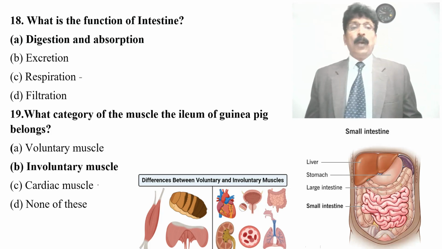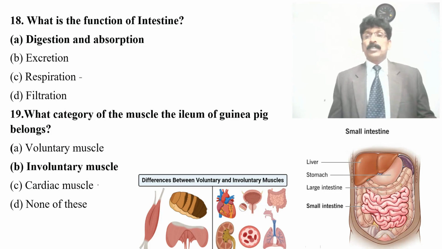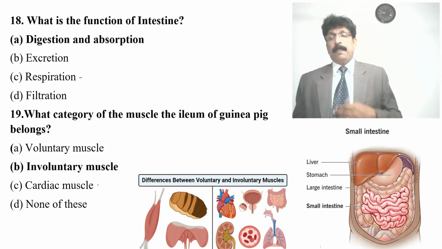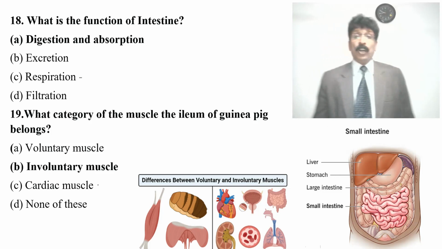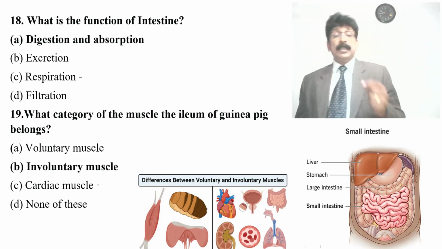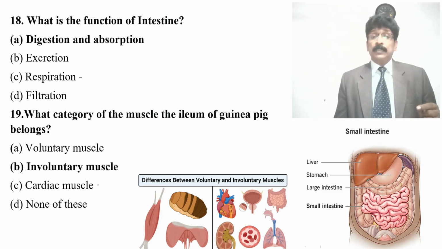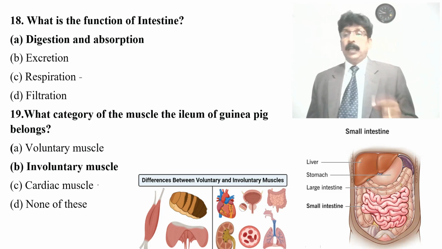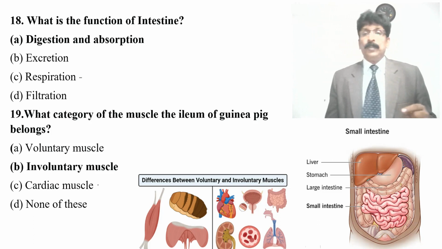Now the second question for today is, what category of muscle does the ileum of the guinea pig belong to? I have asked this openly to the students to answer. The choices given are voluntary muscle, involuntary muscle, cardiac muscle, or none of the above. So we should be very clear about the ileum of the guinea pig.